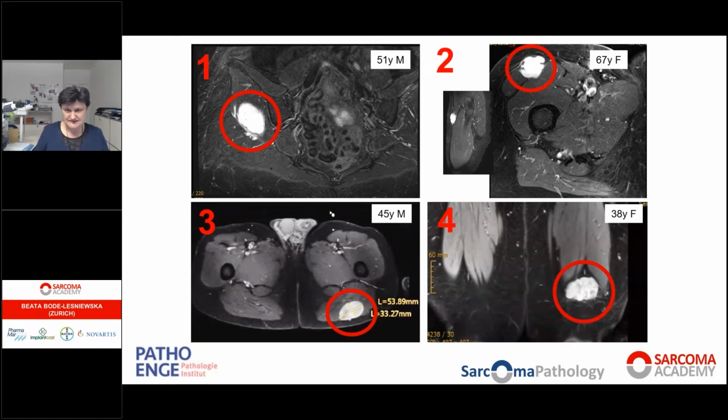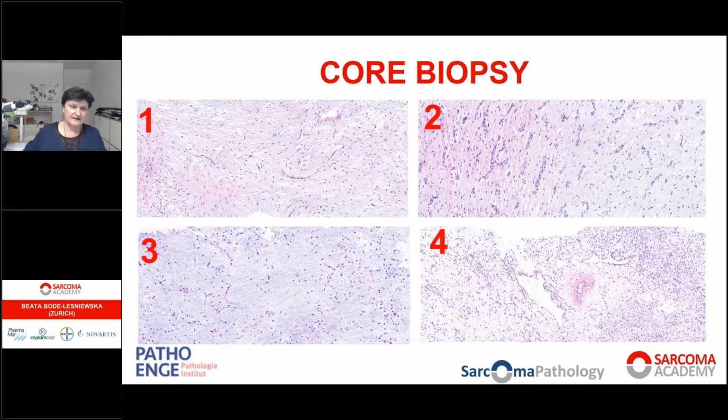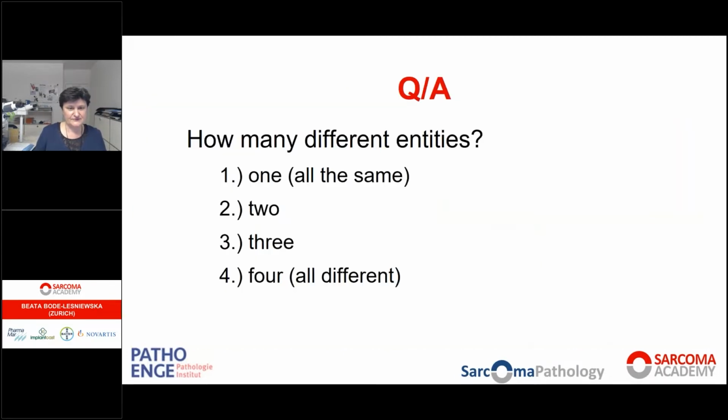And then, of course, as in all such cases, we proceed with a core biopsy. Here you can see the core biopsy of all 4 patients, and as you can see, they are all rather paucicellular, and they are all composed of some mixture of really quite bland-looking cells with more or less prominent vascular pattern. So my question now for you, how many different entities are these 4 patients? Is this all the same? Are those 2 different entities, 3, 4, all different?